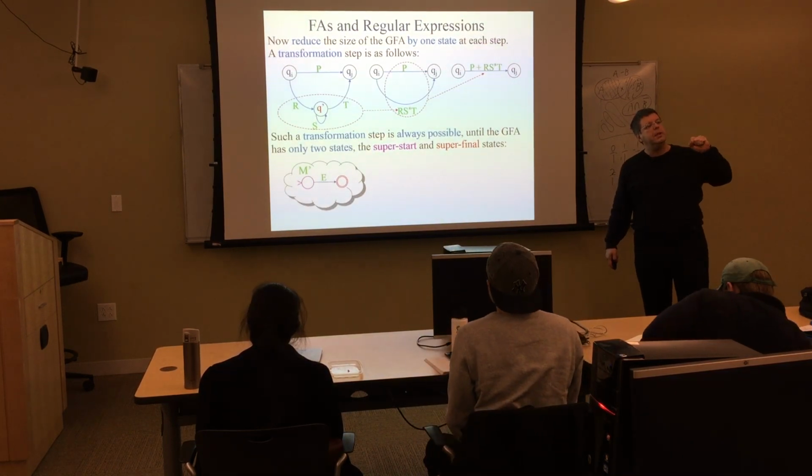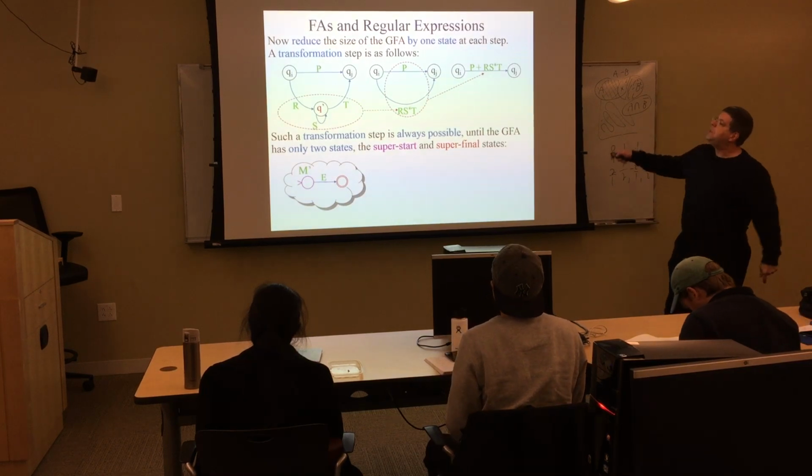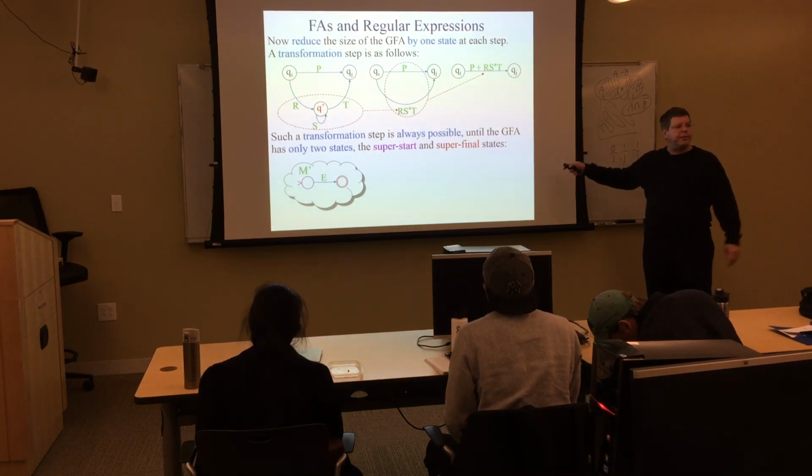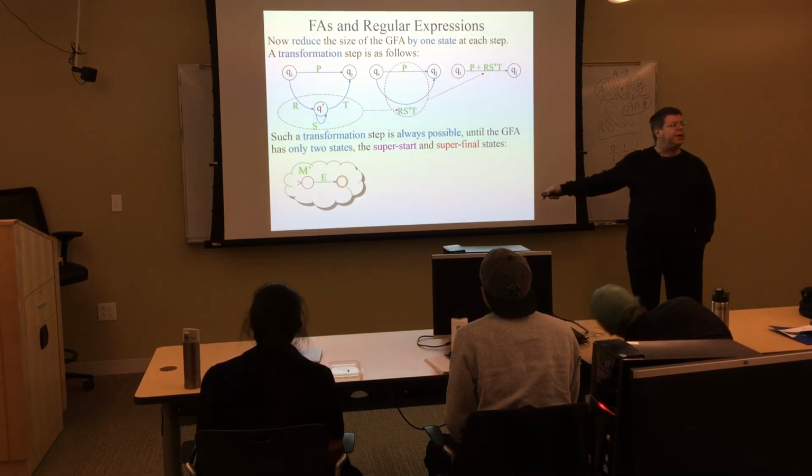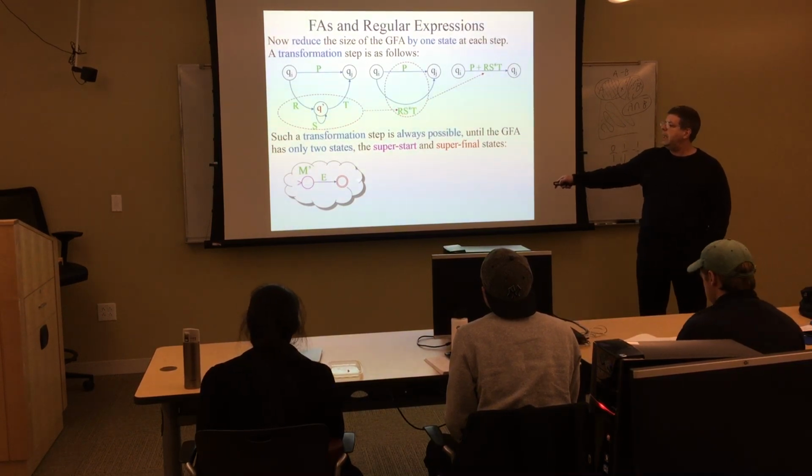Repeat. And repeat. And it's always a triangle because it's still a complete graph. And I can do this again and again and again. And at the end, I'll have only two states left: the initial superstate and the final superstate.